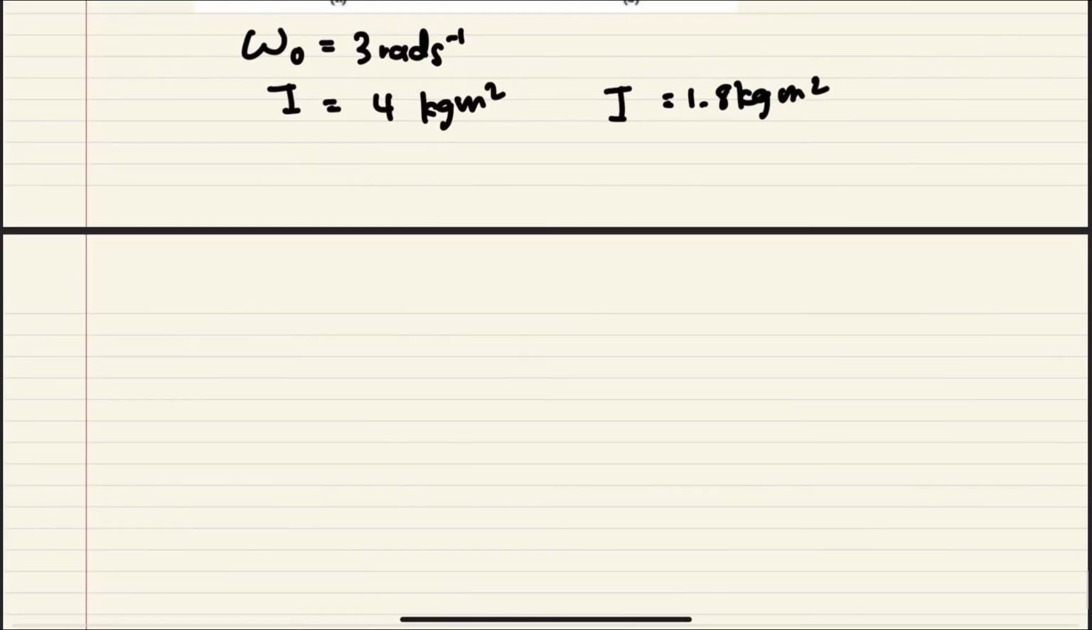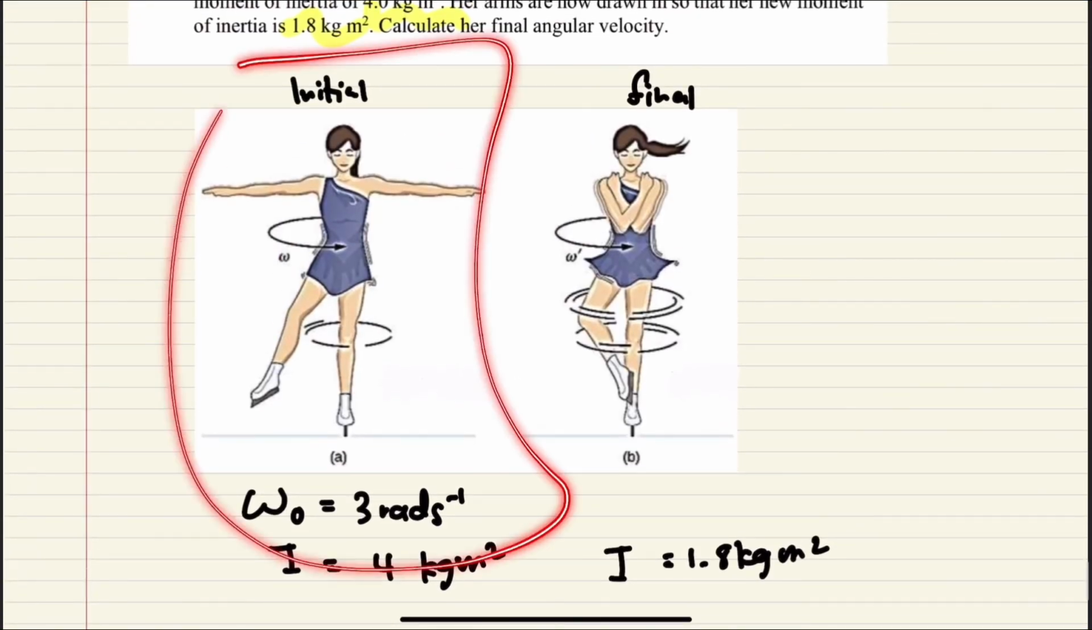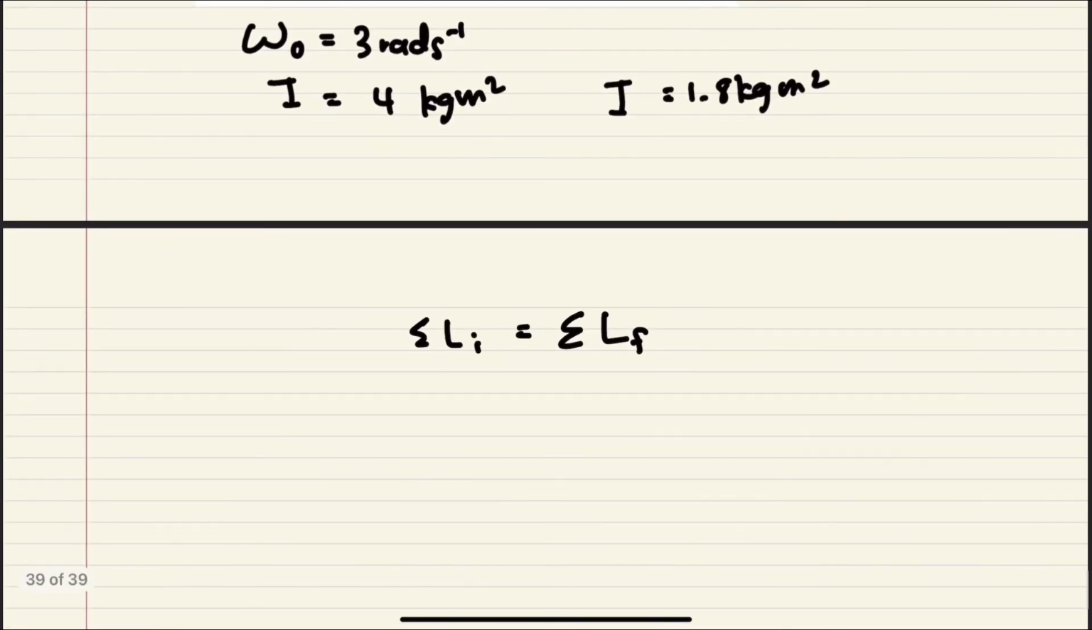So you want to apply conservation of angular momentum. This one will be initial and this one will be final. Remember, this part is initial and this part is final. So you need to know that the formula for L is equal to I omega. So I omega initial equals I omega final. This one is omega initial, this one is omega final. This one is initial I, this one is final I.